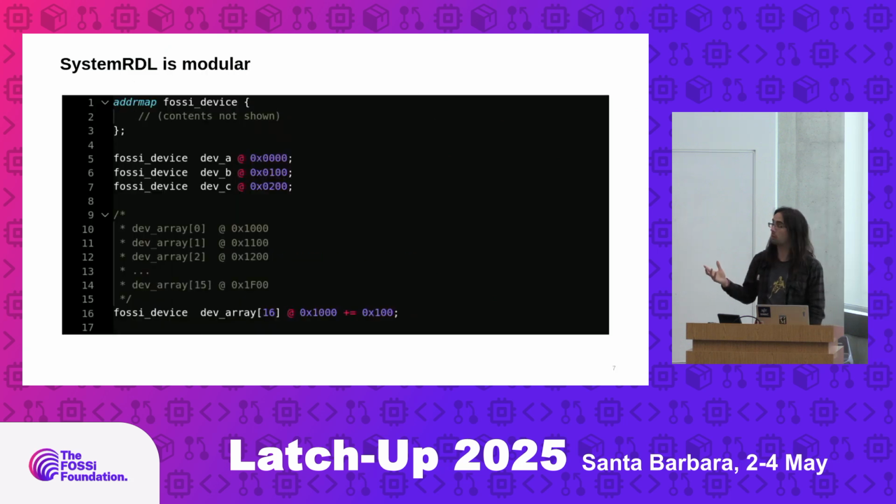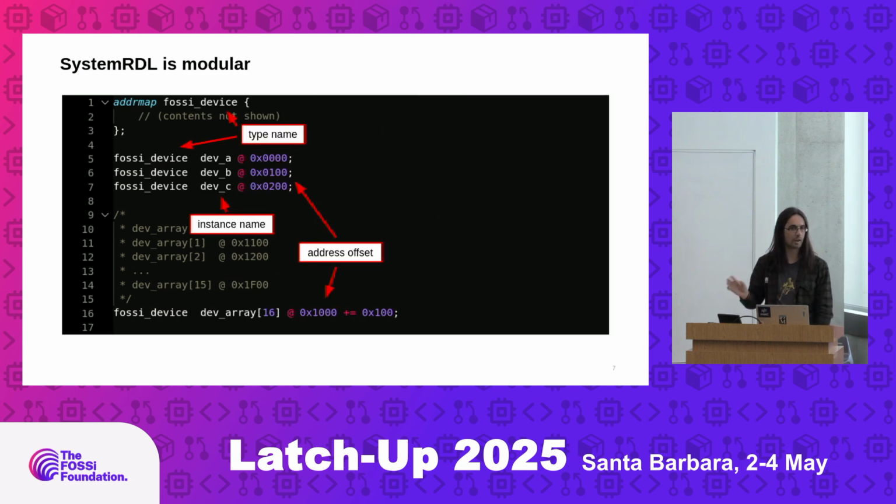We have some modularity, great. Lines 1 through 3 define a device. We instantiate it three times at three different address offsets, giving devices A, B, and C. And hey, look at line 16, we can make it an array of them, an array of 16 of them. So here's the highlighting: we have type names, instance names, address offsets, and also at the bottom the hex 100.